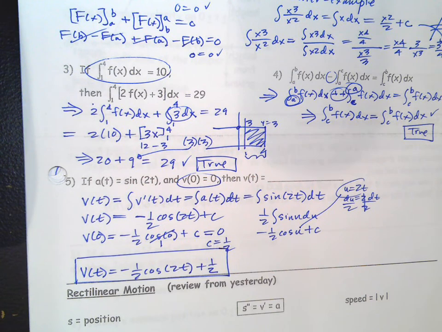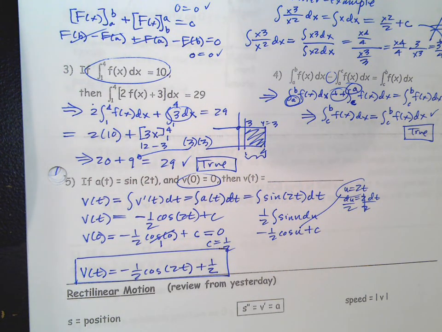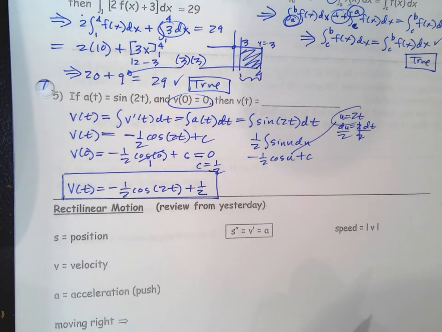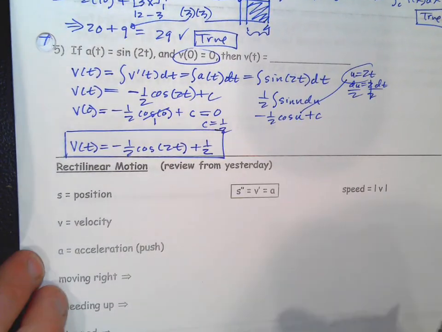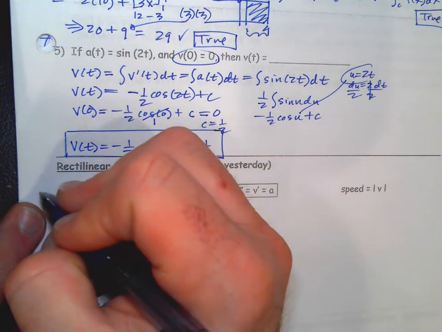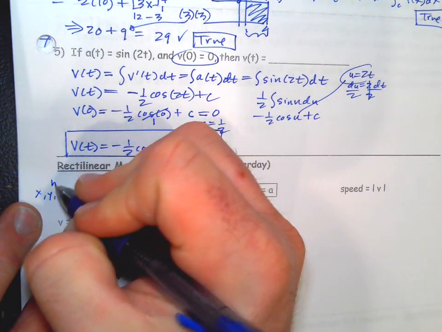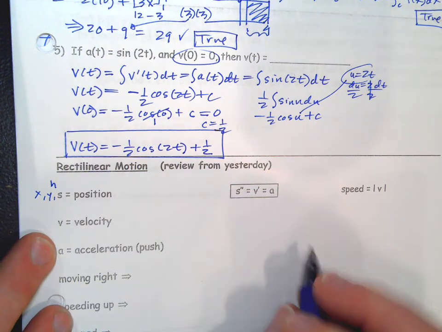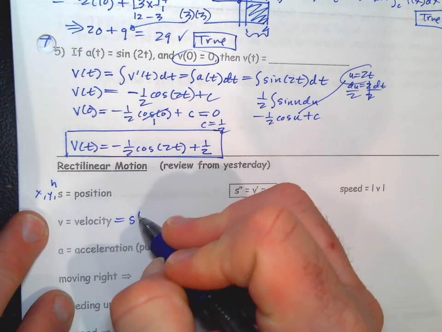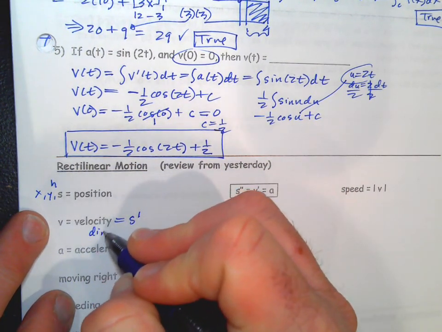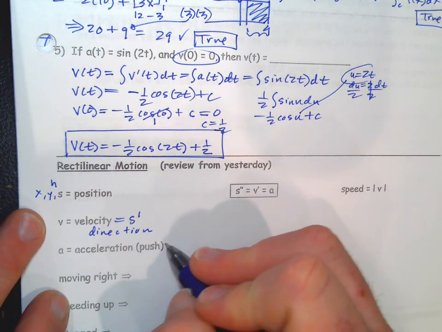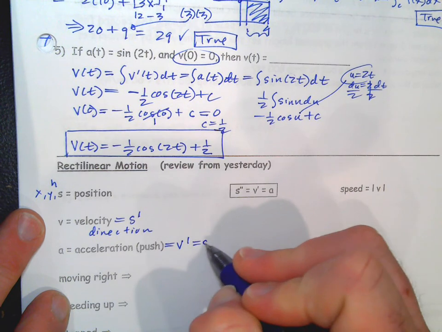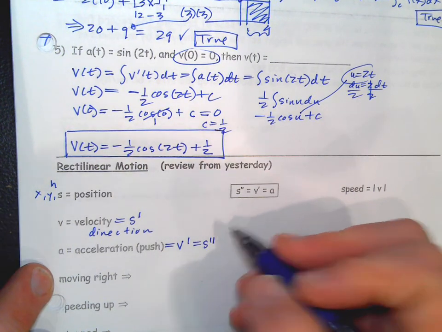Okay, so now last lesson we talked about one-dimensional motion, rectilinear motion, motion on a line. And so a quick review of that. A lot of times we use s for position, but it could be x or y or even h. And velocity is the derivative of position, and it does include direction. And acceleration is the derivative of velocity, or the second derivative of position, and it also includes direction.